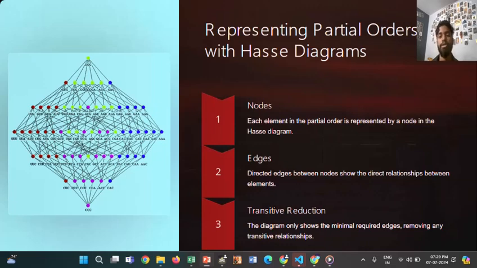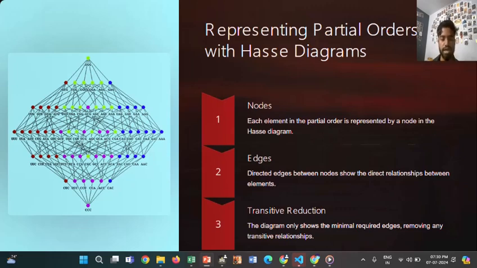Notes: each element in the partial order is represented by a node in the Hasse diagram. See, GGG is a node, GUC is a node, UGG is a node, GGU is a node. Edges: directed edges between nodes show the direct relationship between the elements. Here, the path or the line between GGG and GUG is called an edge, which shows us the direction between the two nodes, GGG and GUC, and also shows the direct relationship between the elements across the Hasse diagram in the hierarchy.